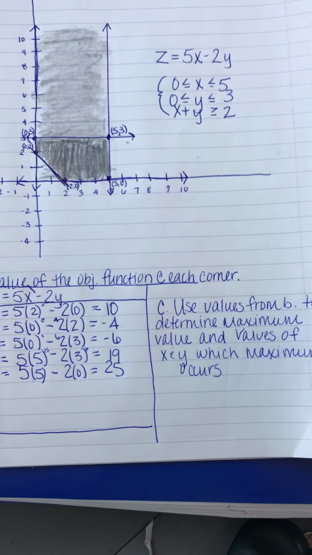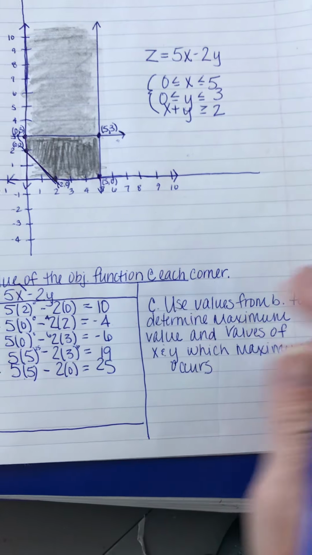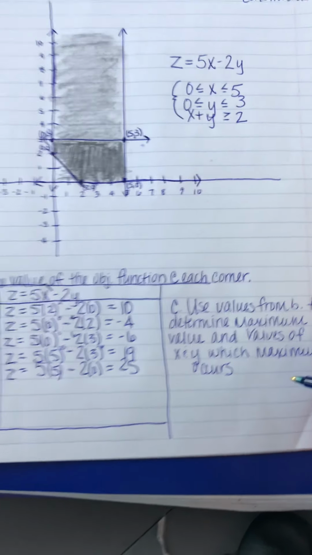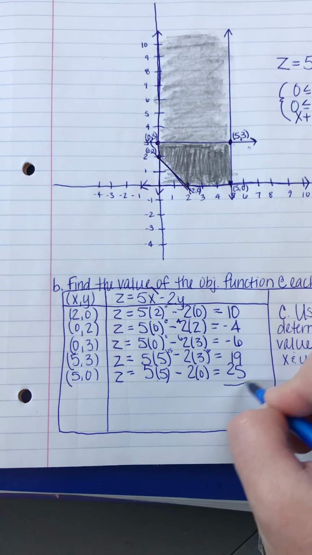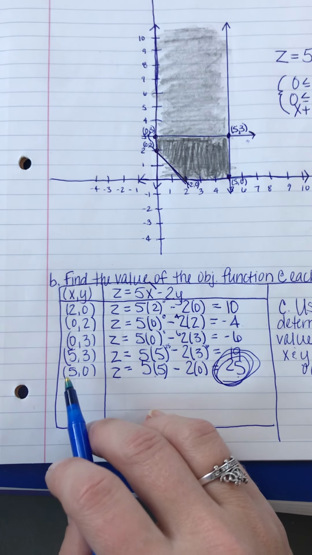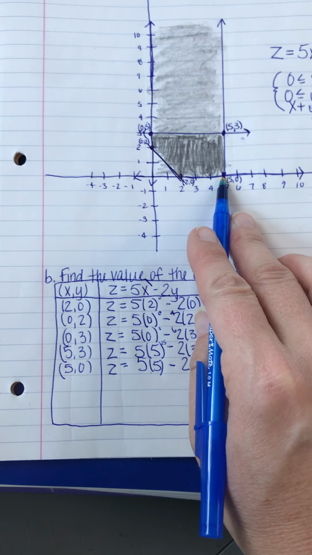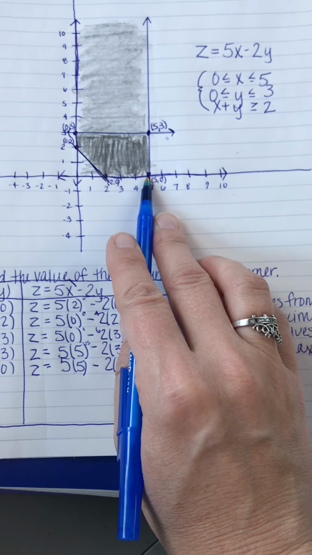So the third part is use these values from B to determine the maximum value and the values of x and y at which the maximum occurs. So we can look at this chart and see that the maximum value is 25, and this occurs at 5, 0 on this graph. So the problem is now complete.